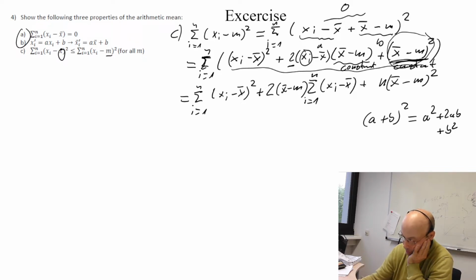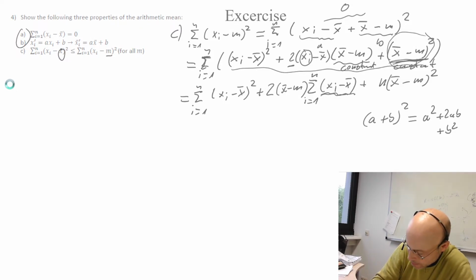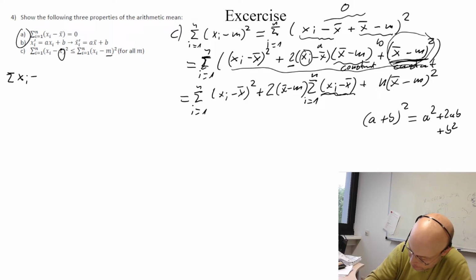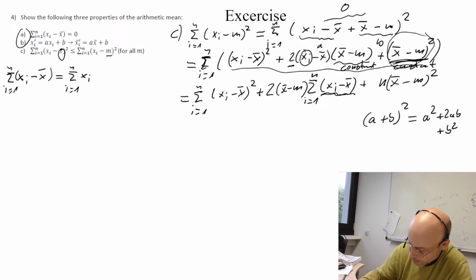So now we see that this is also just a sum inside the summation operator. So we can split this. Let's take this out. Sum over (xi minus x bar), i from 1 to n, equals sum over xi, i from 1 to n, minus sum over x bar, i from 1 to n.